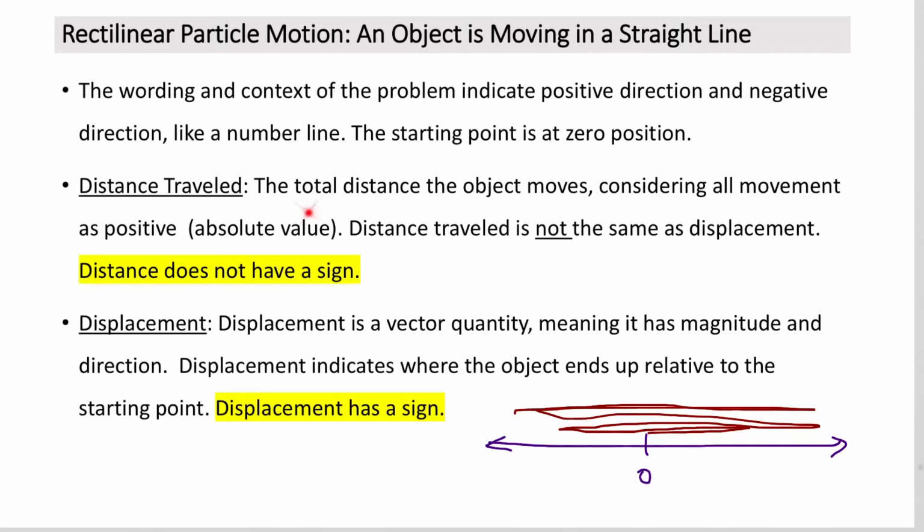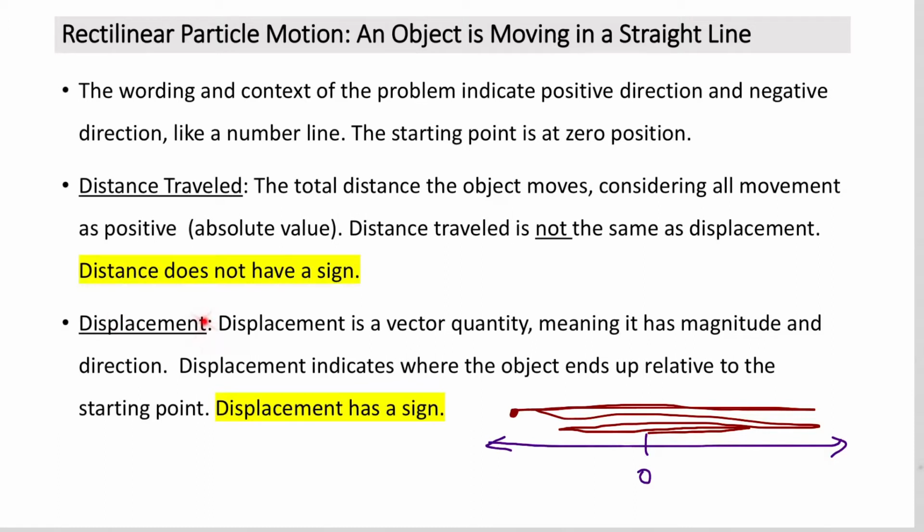So distance traveled is the total distance the object moves, considering all movement is positive. Meaning if I started here, where I started out at 0, and I went back and forth, back and forth, back and forth, and I ended up over here, I would want to add up all those back and forth lengths there to figure out how far I actually drove or walked or whatever it is. That's your distance traveled, the total distance the object moved. All right, so you don't have a sign when you're talking about distance. Distance does not have a sign.